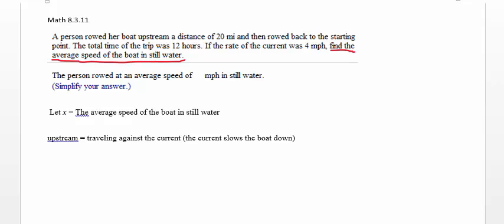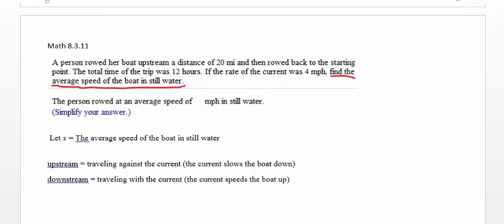We need to understand that upstream means the boat is traveling against the current. The current slows the boat down. Implied in the problem is the fact that when the boat returns, it travels downstream. So we need to understand that downstream means the boat is traveling with the current, which means the current speeds the boat up. So we're going to take this problem and divide it into two parts.